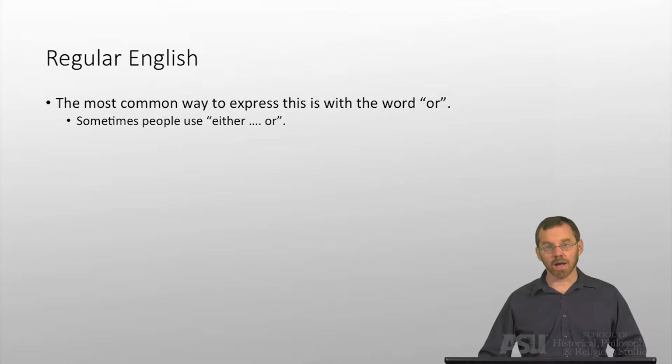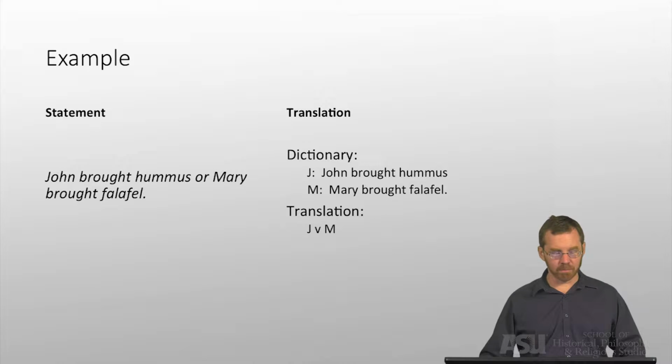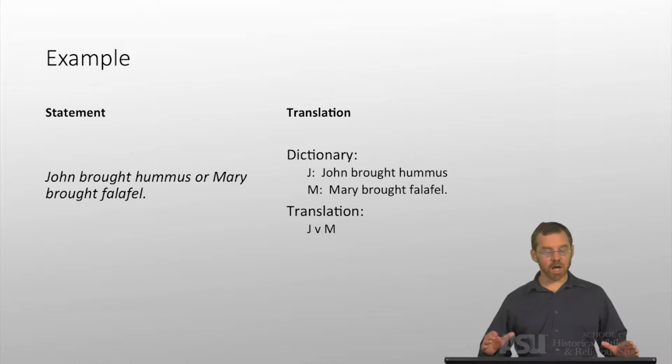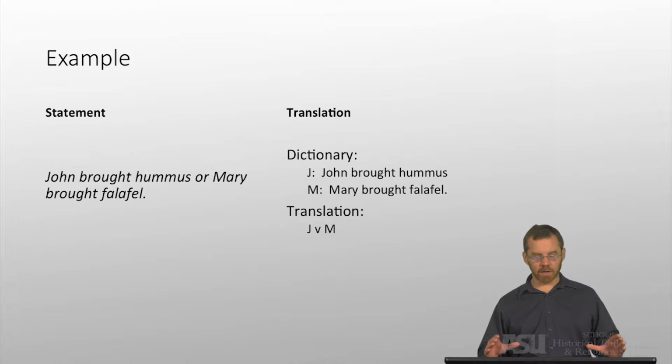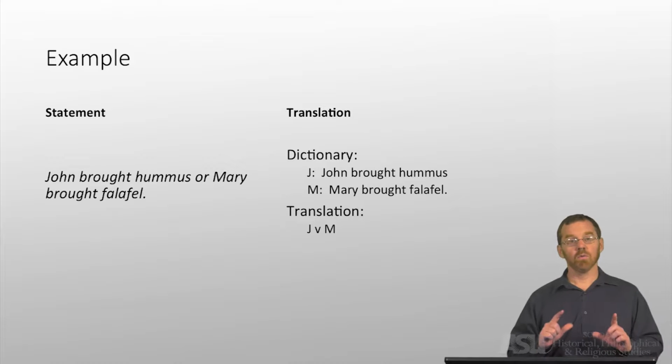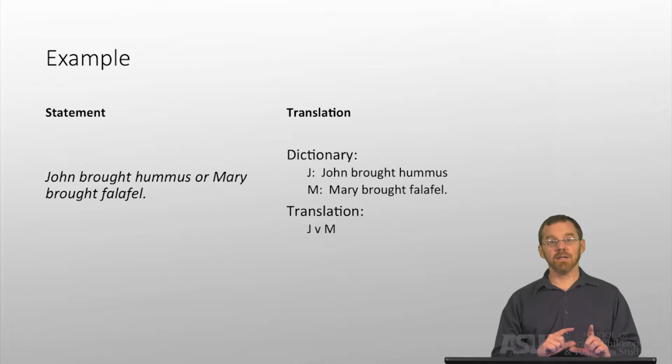Sometimes people use either or. Here's an example. John brought hummus or Mary brought falafel. Translation dictionary: J, John brought hummus; M, Mary brought falafel. Translation: J wedge M. Remember, this is a connective. A connective expresses a truth function.